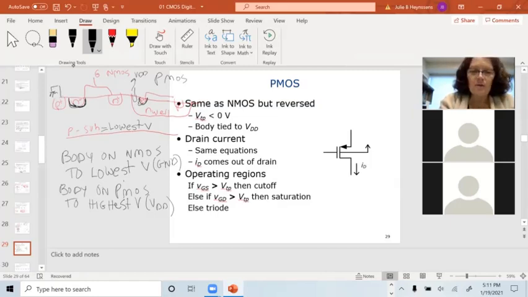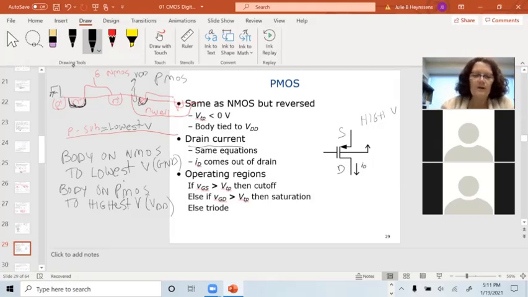The drain current equations are exactly the same, but now the current's flowing in the other direction. It's coming out of the drain. So we usually draw these upside down so I can put the higher V's on top, because the source has the higher voltage, and that just saves me some things.